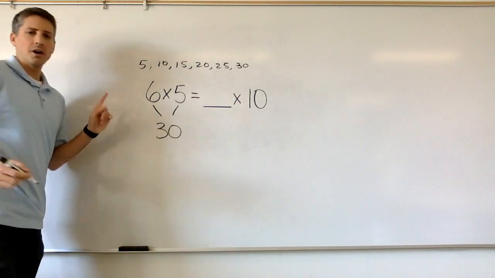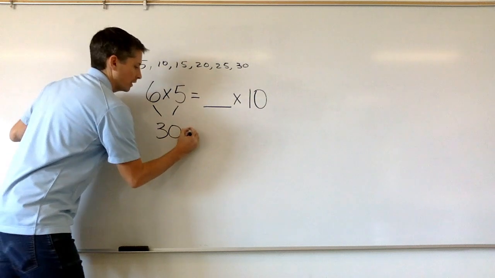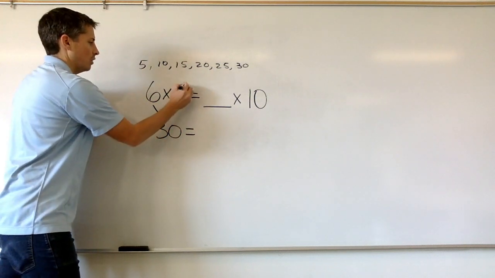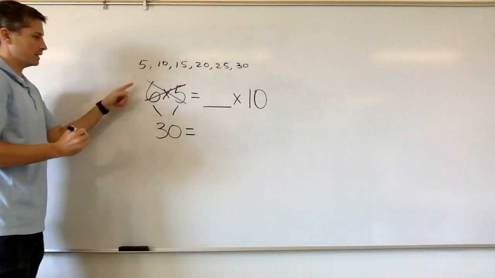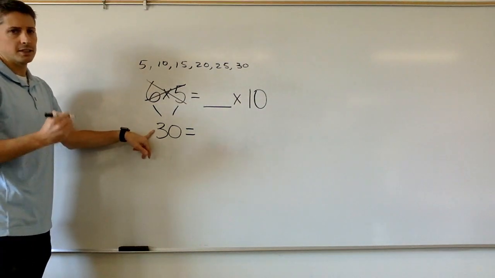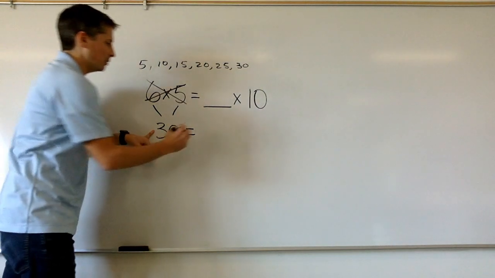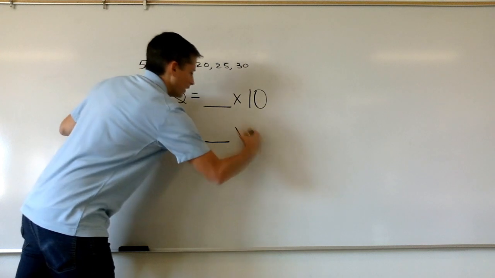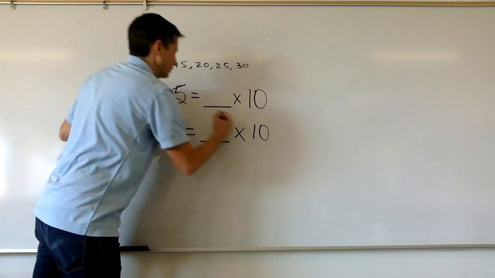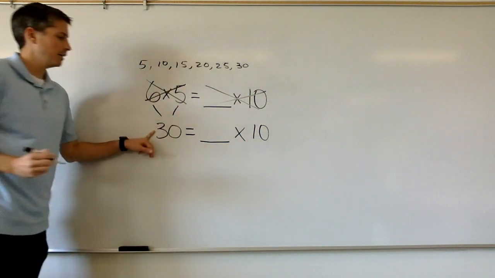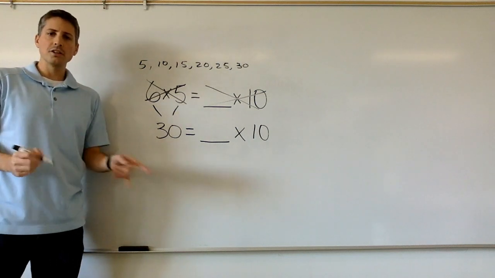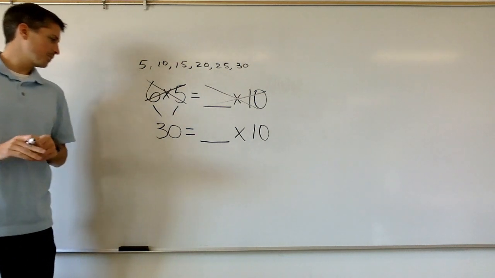And then I want everybody to work on bringing the rest of this down. So I know I'm done with that. 6 times 5, I made that into 30. 6 times 5 equals 30. So now I'm just going to bring the rest of my equation down. And here's my new equation. 30 equals blank times 10.